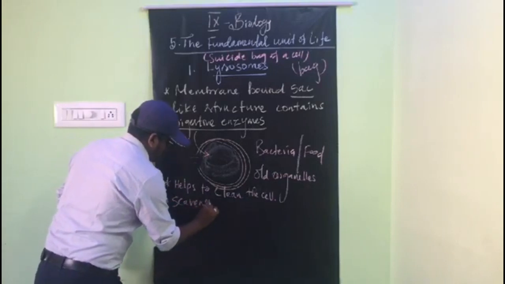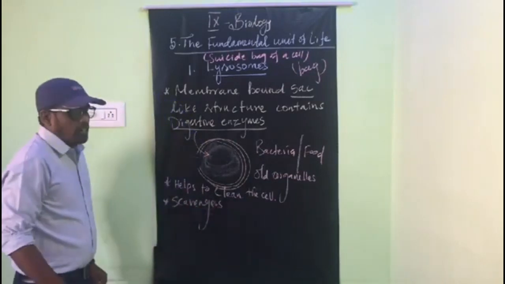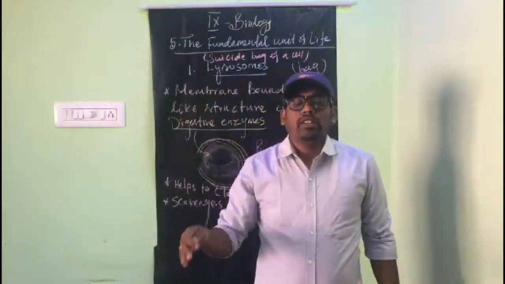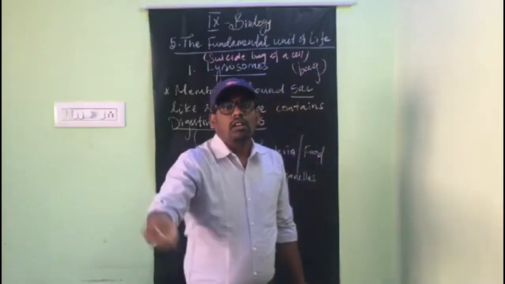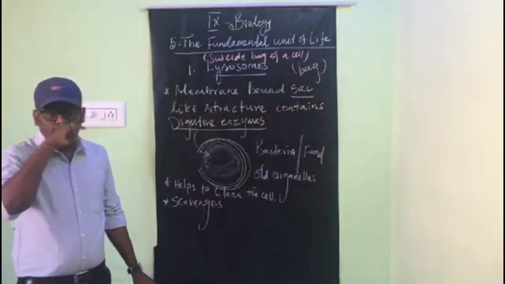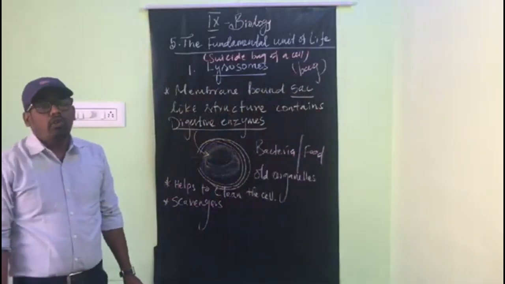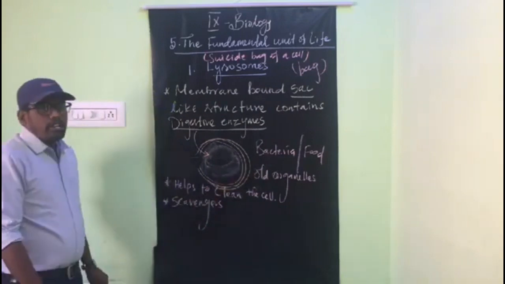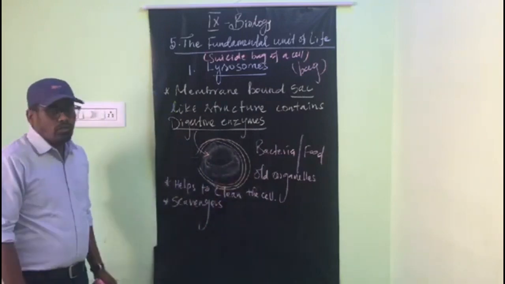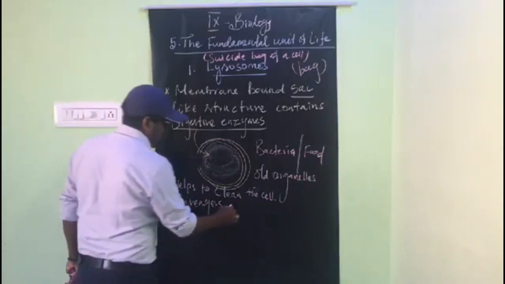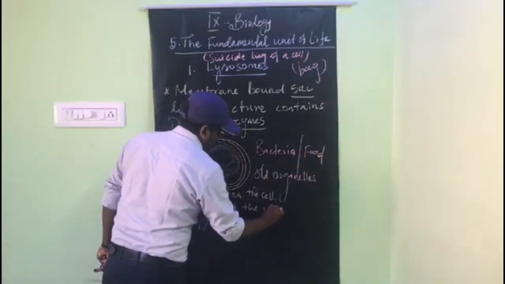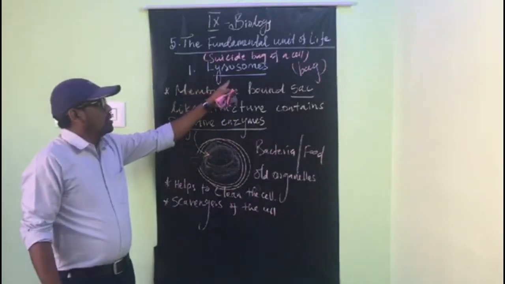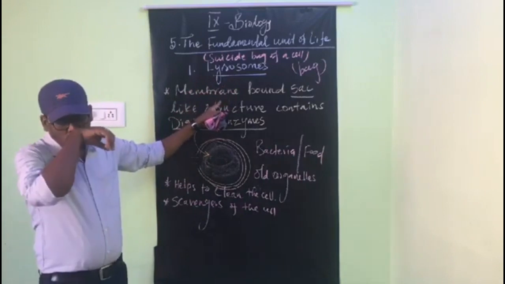Scavengers. So do you know what scavengers are? When there are dead and decomposed bodies of plants or animals, the hawk and other animals, what are they doing? They eat the dead bodies. Like that, if any unwanted foreign bodies enter, what's happening? Digesting. So this is also called a scavenger of the cell. Okay, so that is the lysosome and its structure.